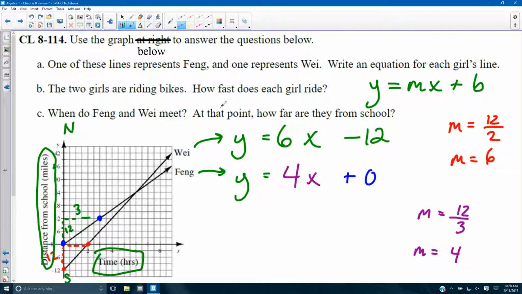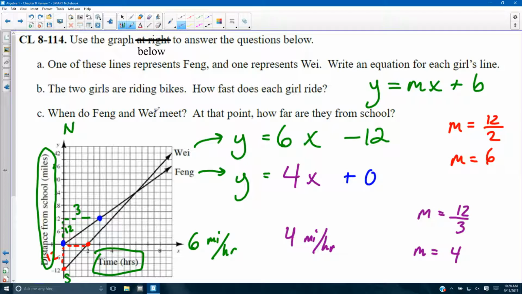Two girls are riding bikes. How fast does each girl ride? Once again, Wei is traveling 6 miles per hour. Every 1 hour, she travels 6 miles. That's for Wei. For Fang, she travels 4 miles per hour. Every hour, she travels 4 miles. I don't ride bikes, so I don't know if that's fast or slow.